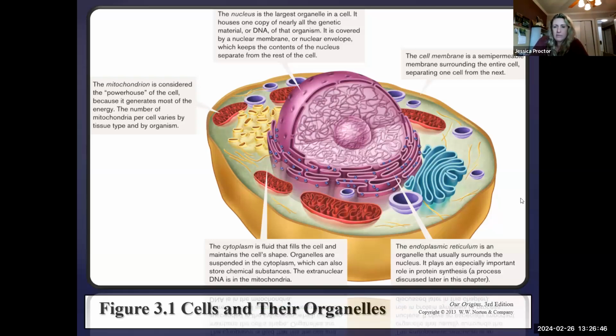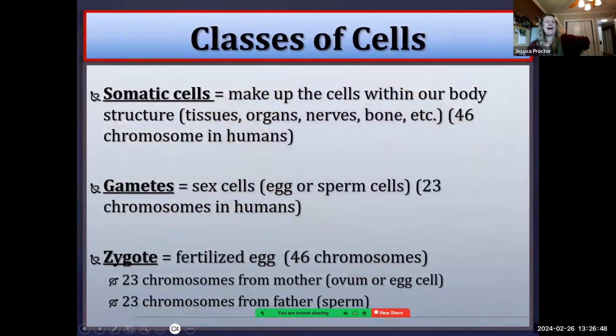All righty. Okay, so let's talk about classes of cells. We talked about types of cells, so now let's talk about classes of cells. So now we're looking at just exclusively eukaryotic organisms. Within a eukaryotic organism, there are two types of cells, or classes of cells, sorry. There are somatic cells and there are gametes.